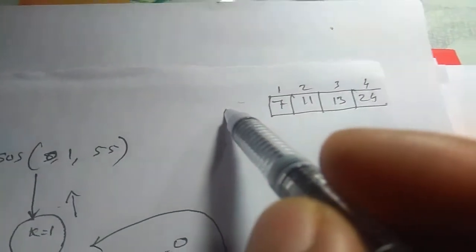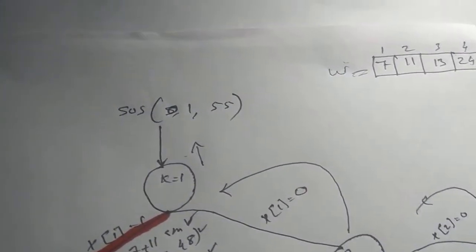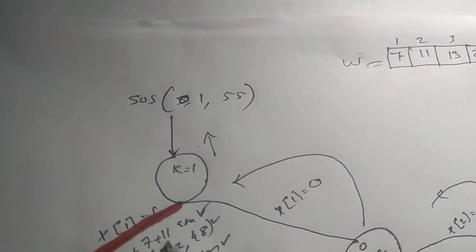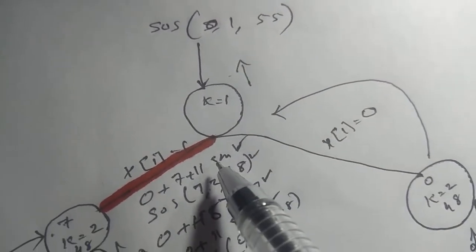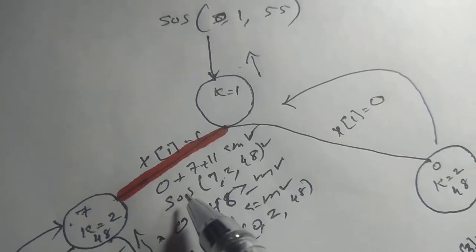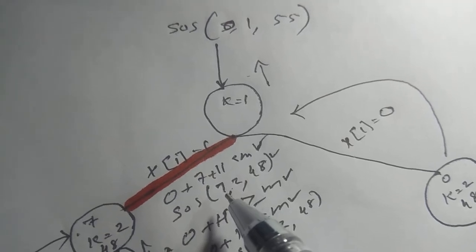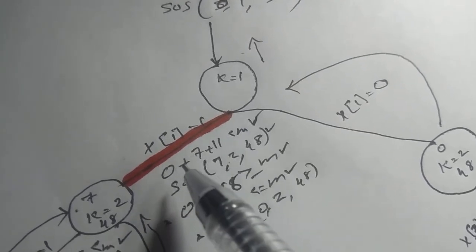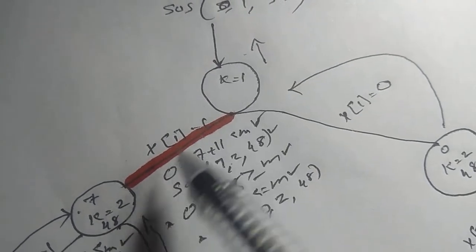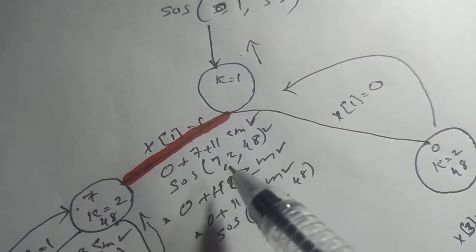This is our array w. So w1 is 7 and wk plus 1, that is 2, is 11. So 0 plus 11, that is 0 plus 7 plus 11. Is it less than m? Yes, it is less than m. So it will call sum of subset, sum, that is s sum plus wk. Sum so far is 0, sum plus wk, that is k is equal to 1, so 7. So 0 plus 7, 7.